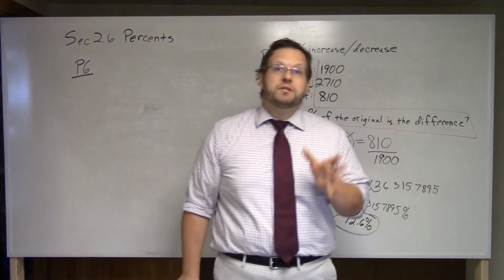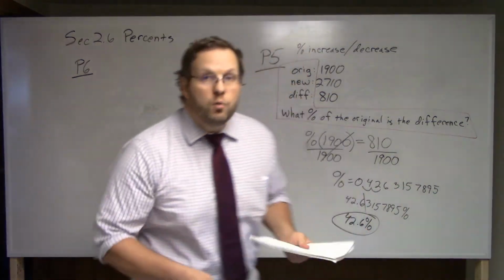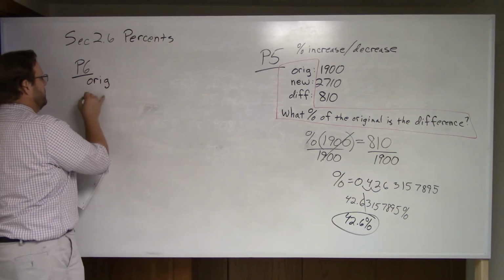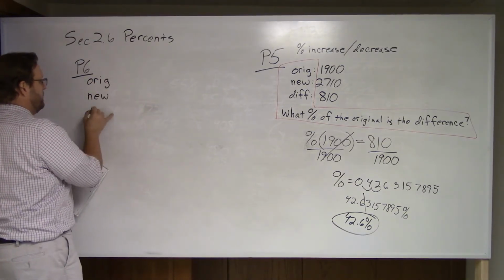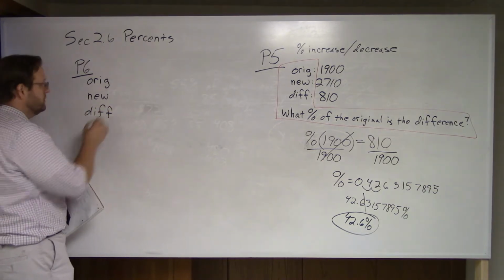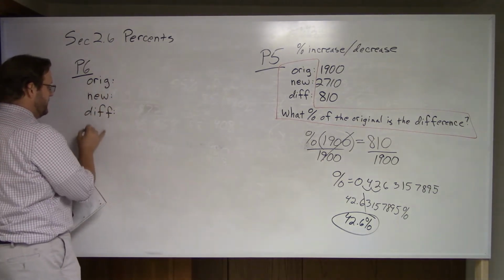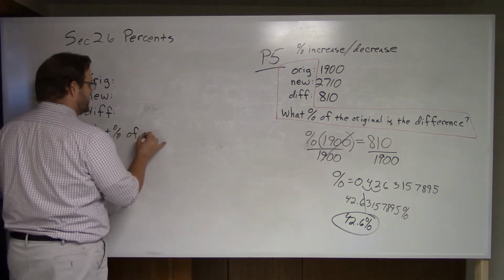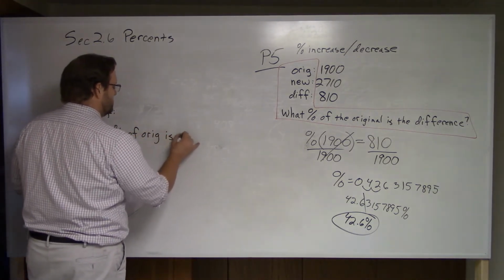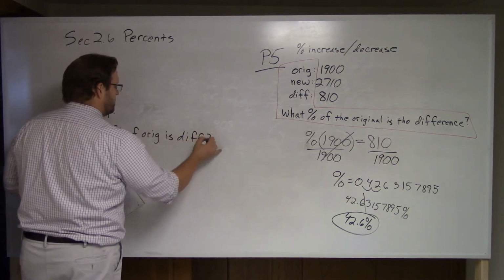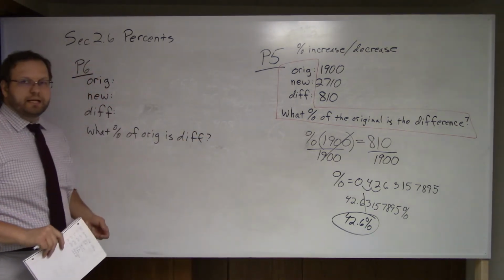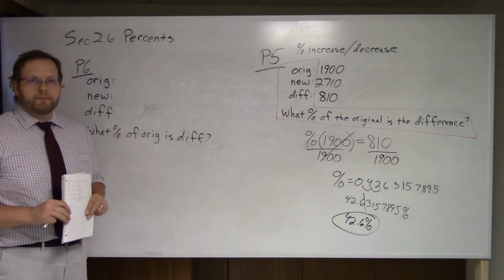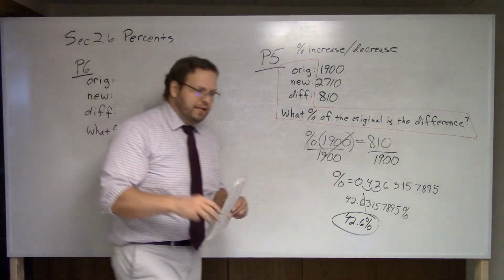They have 7% increase. So right away, I should be writing original, new, difference, and then what percent of the original is the difference. Automatically put that on because that's all the stuff that we need to work through to get this problem solved. Okay? So let's now start pulling that information out.